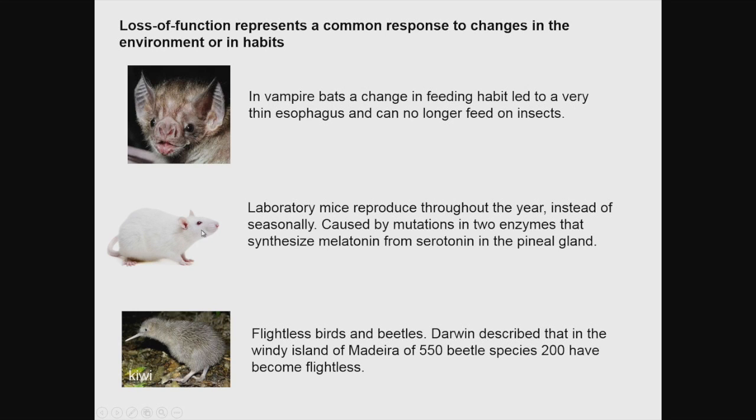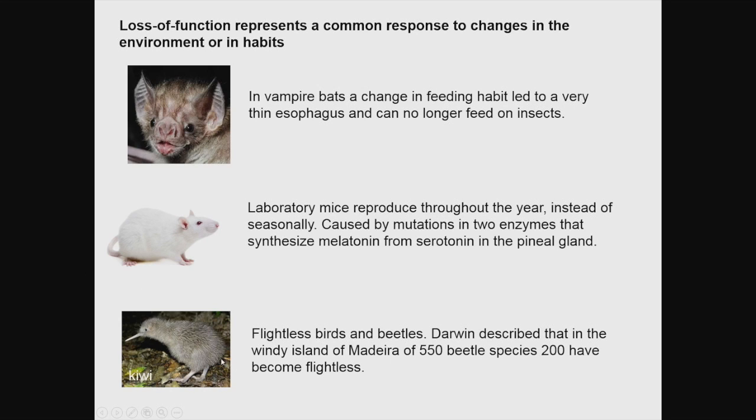And laboratory mice have been kept for centuries. They were kept as pets in China and then Japan. And it turns out that laboratory mice reproduce throughout the year, while most mice just reproduce in the spring. And what has happened is that they have loss of function mutations in two enzymes that make melatonin in the pineal gland. And melatonin is what measures the length of the light period and therefore the seasons. So they lost that because they've been selectively bred by breeders.